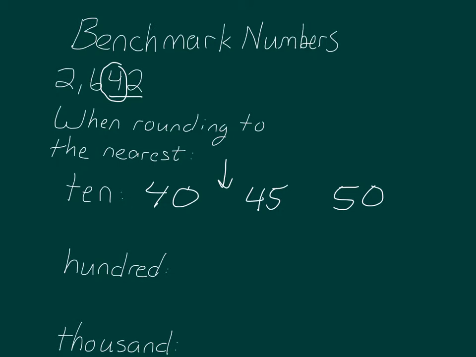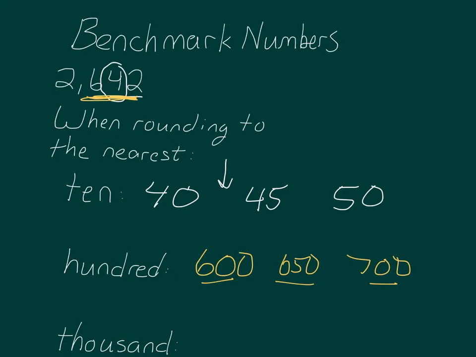So if I'm dealing with the hundreds, that's the 6, which is worth 600. So the smallest benchmark number is 600. I've got 642 in my number. So that's between 600 and 700. And in between 600 and 700 is 650. Those are the benchmark numbers we're using.